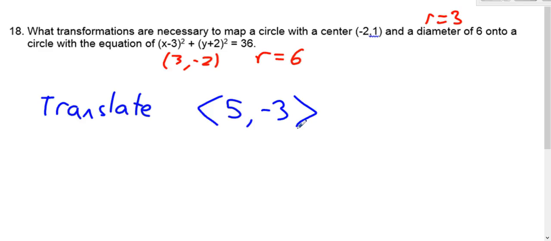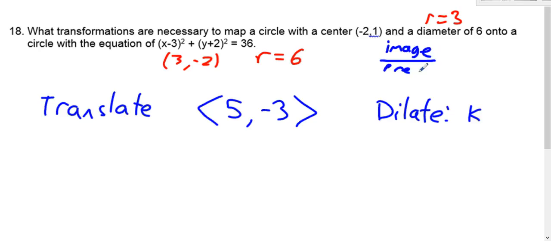To determine your dilation, we need the scale factor. The scale factor is found by doing the image divided by the pre-image. The image, we just care about the radius. That's the only thing that determines the size of a circle.